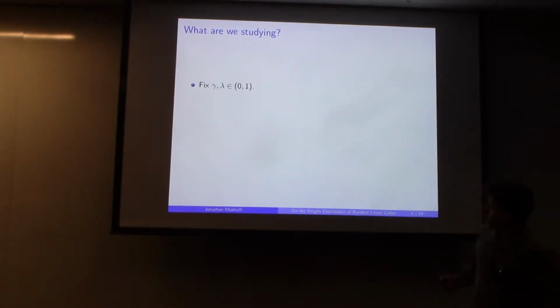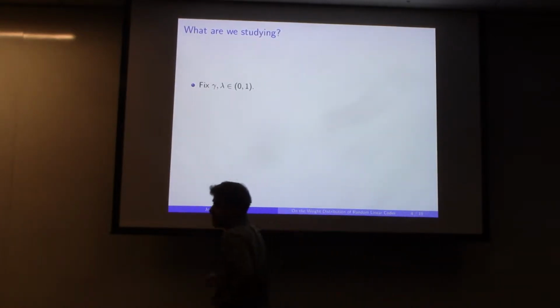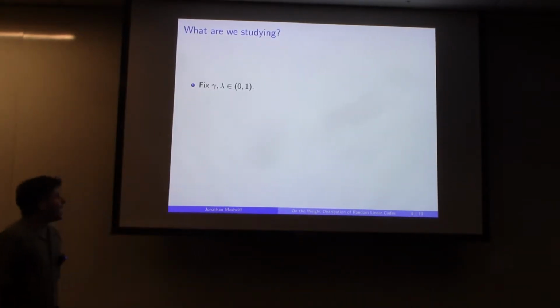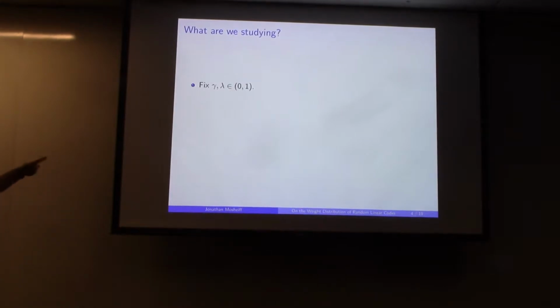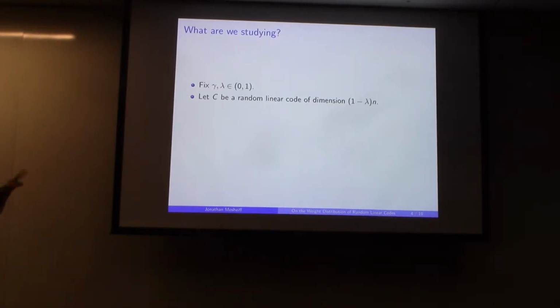And we're going to try and study the weight vector of this random linear code. More concretely, we already fixed this lambda before. We're also going to fix some gamma. It says by mistake that gamma is between 0 and 1. It should be between 0 and half. And we take a random linear code, again, as we described before.